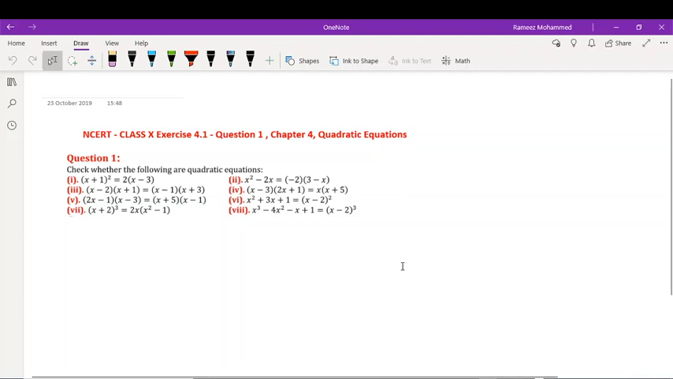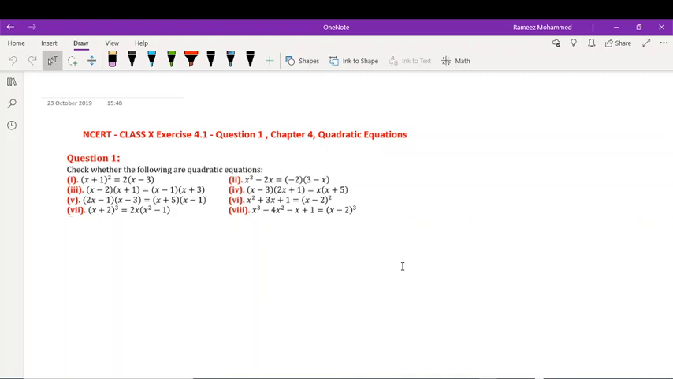Hey guys, welcome back, and today we'll be learning exercise 4.1, question 1, from the chapter Quadratic Equations. This topic is related to class 9, and the syllabus is for NCERT, that is the CBSE syllabus. But others can also view this question.